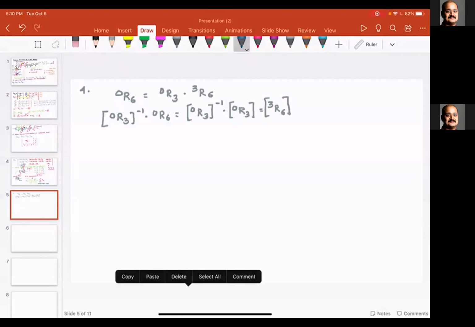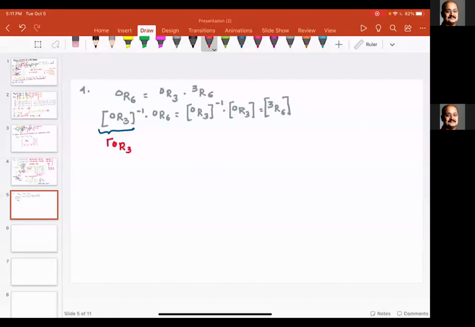Now please note, since it's an orthonormal matrix, the rotation matrix, the inverse of the rotation matrix is nothing but the transpose of the rotation matrix. So you can actually do a transpose and that problem would still work. So this gives you 3R6.